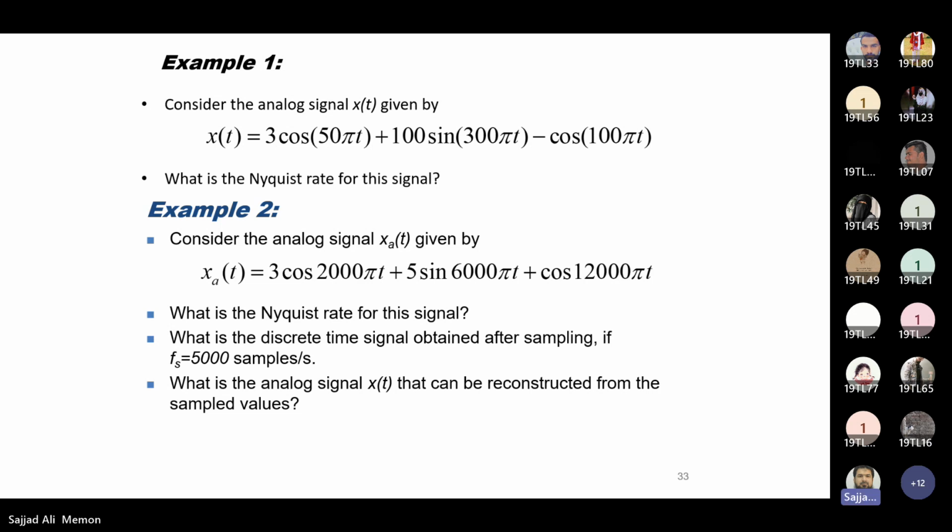Then example 2, consider the analog signal xa of t given by xa of t is equal to 3 cos 2000 pi t plus 5 sine 6000 pi t plus cos 12,000 pi t. What is the Nyquist rate for the signal? And what is the discrete time signal obtained after sampling if f of s is equal to 5,000 samples per second? Third one is what is the analog signal x of t that can be reconstructed from the sampled values?